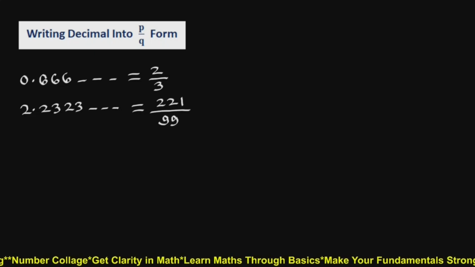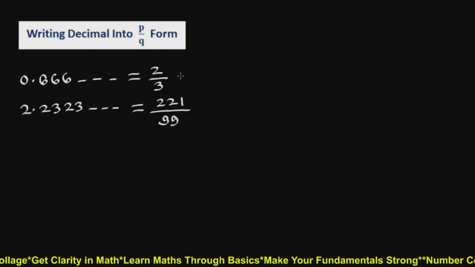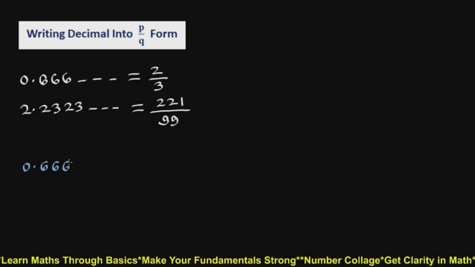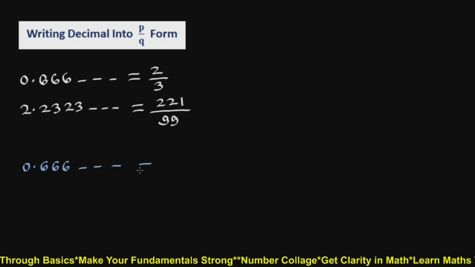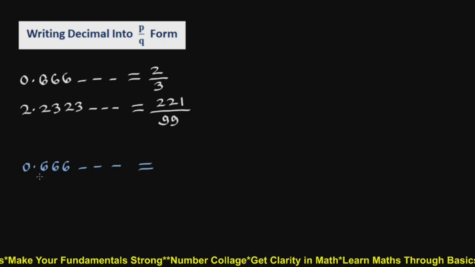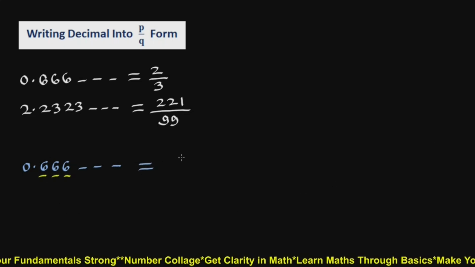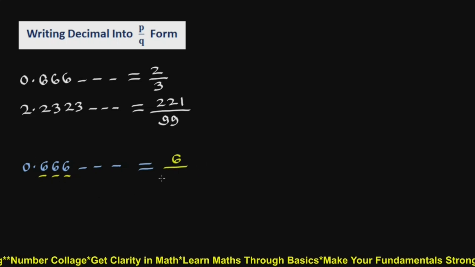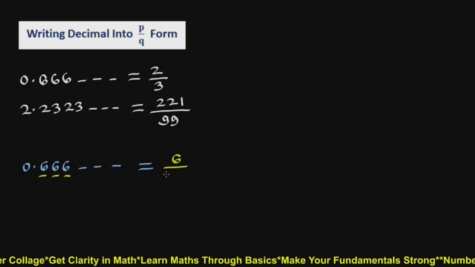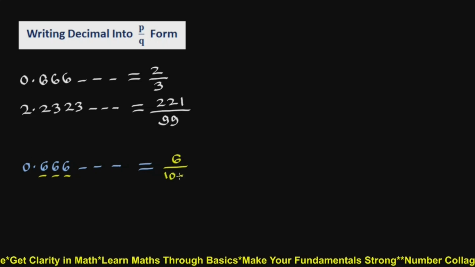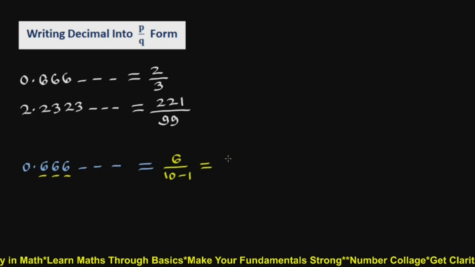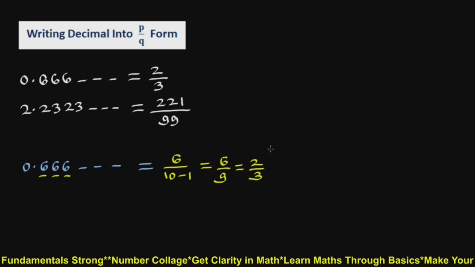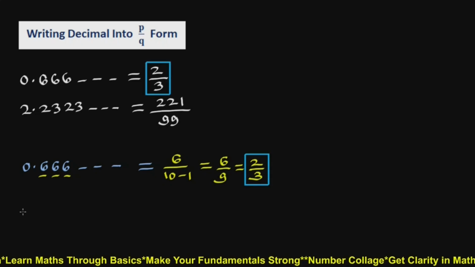Now we will check whether we can write this decimal form 0.666 up to infinity directly. So for that, first we write the digit which is repeating in the numerator upon, since a single digit is repeating, so in the denominator we will subtract 1 from 10. So that gives us 6 upon 9, 2 upon 3. Now this is exactly what we have got here.